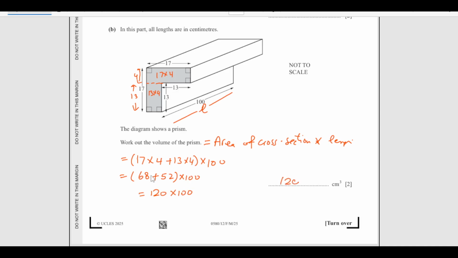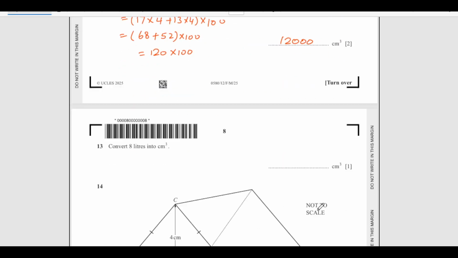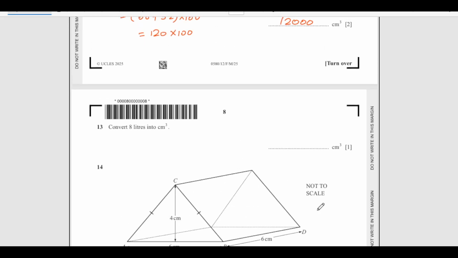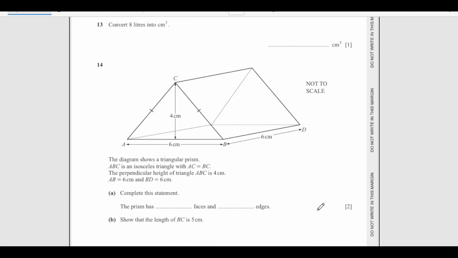So 12000. So this is what we have here. Now number 13, convert 8 liters to centimeter cubed. So we know that 1 liter is equal to 1000 centimeter cubed. So 8 liters is going to be 8000 centimeter cubed.